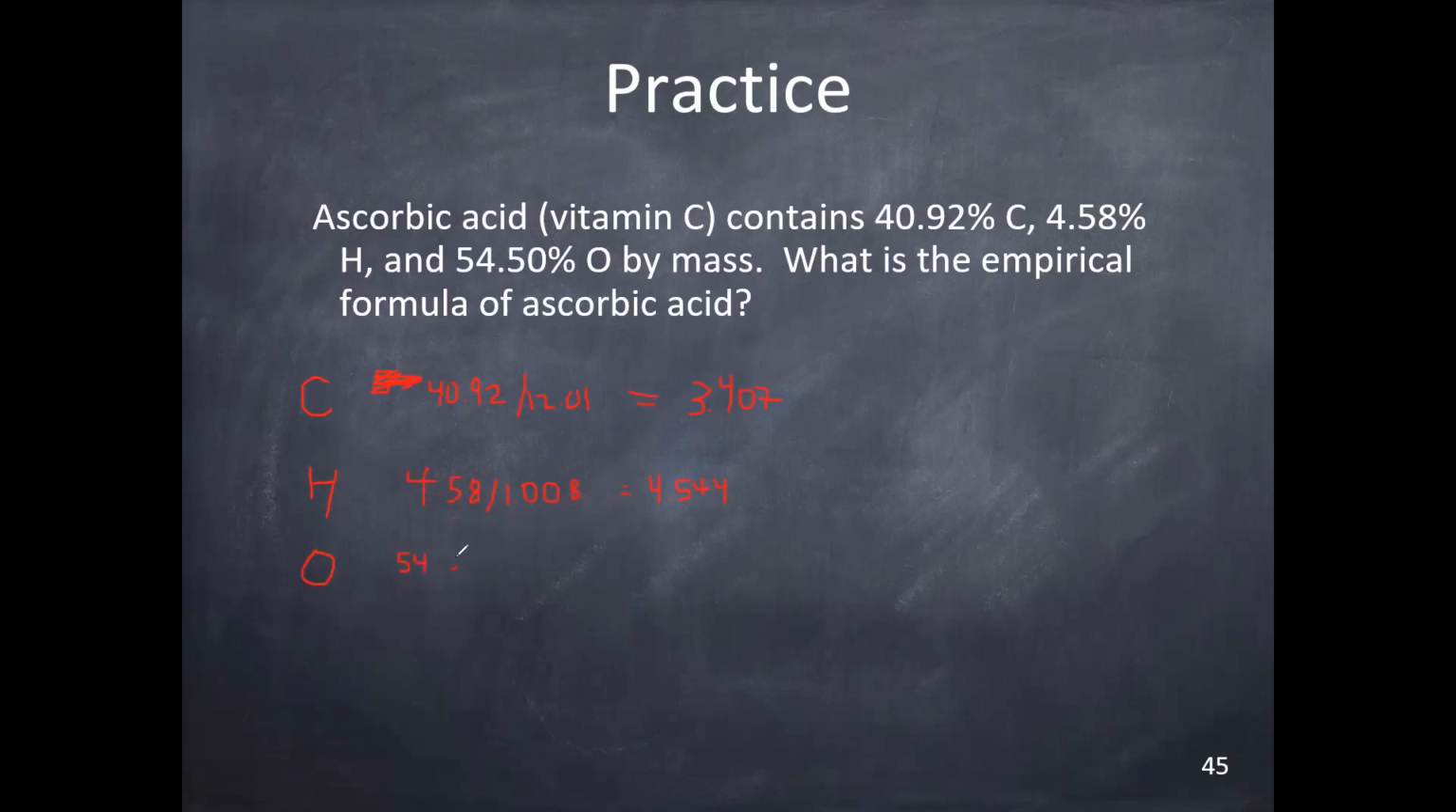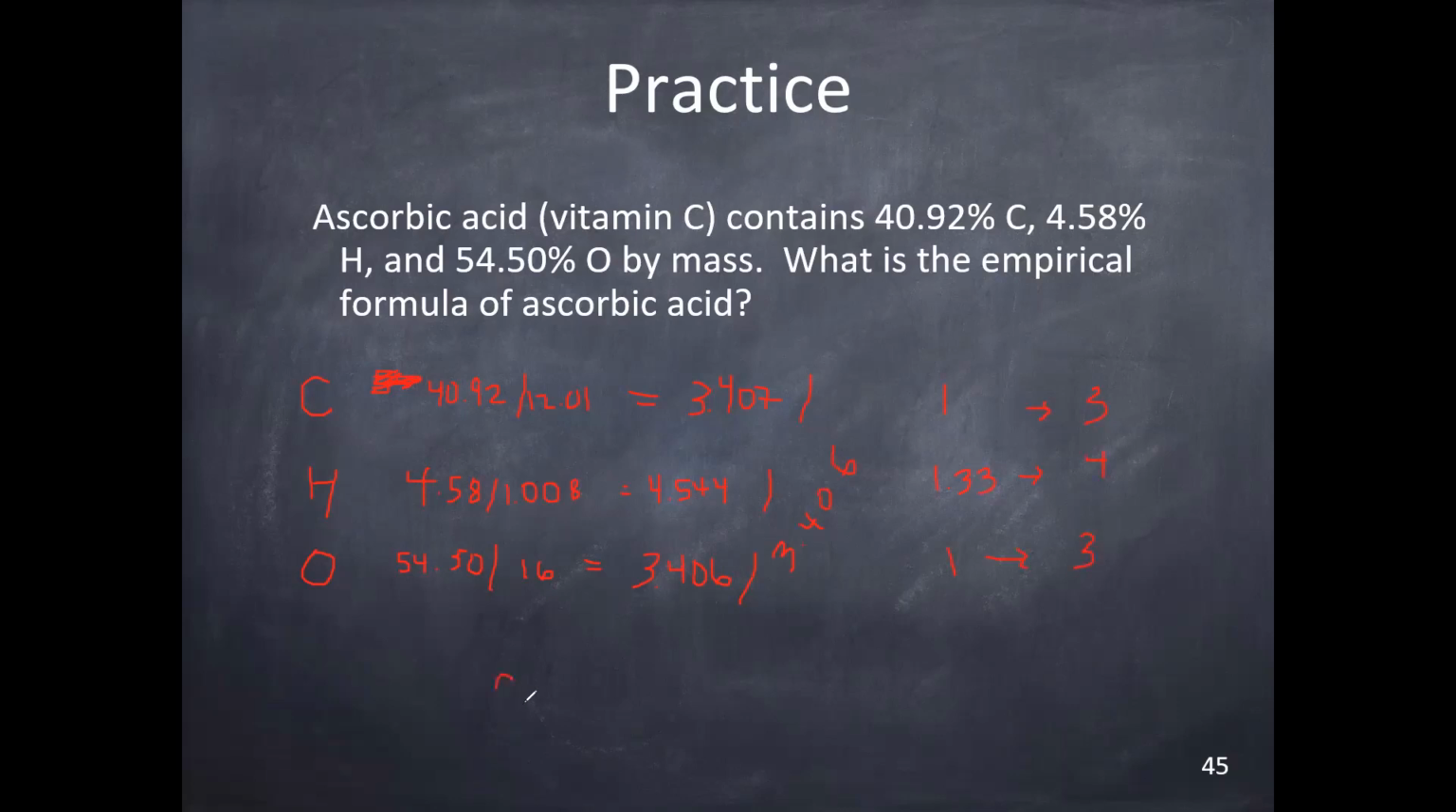54.5 divided by 16 is going to give us 3.406. So what we can do, divide each of these, actually, so we're going to be dividing all three of these by the same number, so I'm just going to write it like that. And what that gives us is 1 for each of carbon and oxygen. And we're going to wind up with 1.33 for the hydrogen. So we're really just going to have to triple all of these.